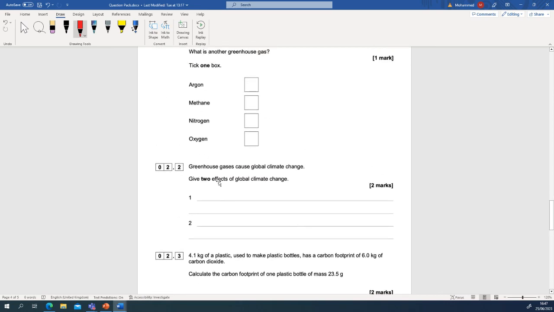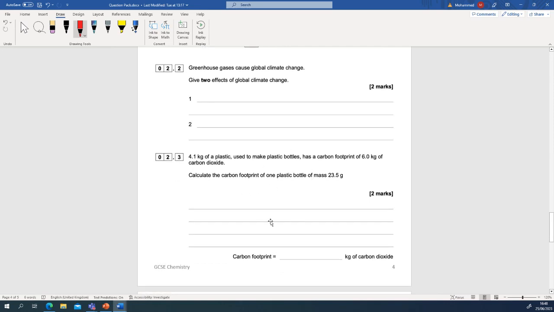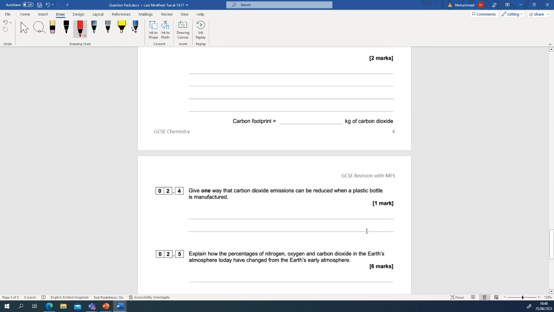We're asked to give two effects of global climate change. Now, we've not covered that in today's lesson, but if you apply your knowledge, if we're increasing the Earth's global temperatures, what will that cause in the atmosphere? So basically, you're talking about habitats being destroyed, melting ice caps, glaciers. That's basically what you're talking about, the effects of global climate change. And again, we have another calculation question over here. It's testing your math skills.